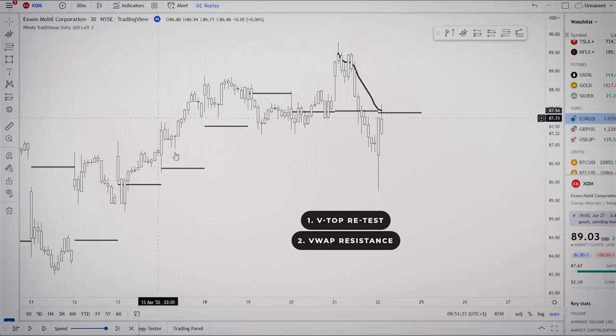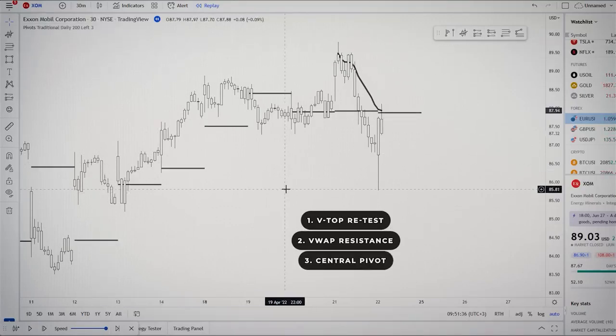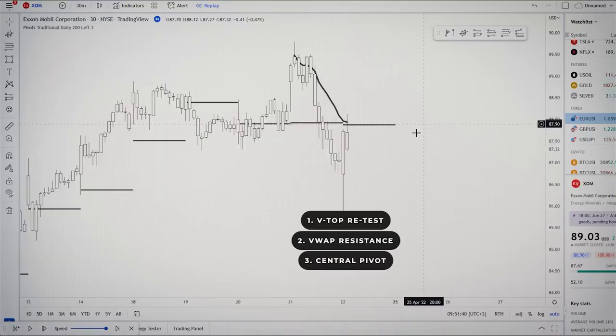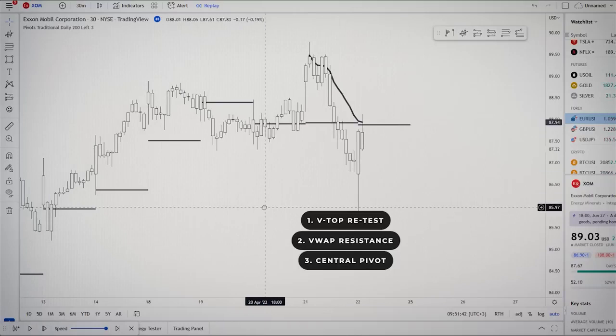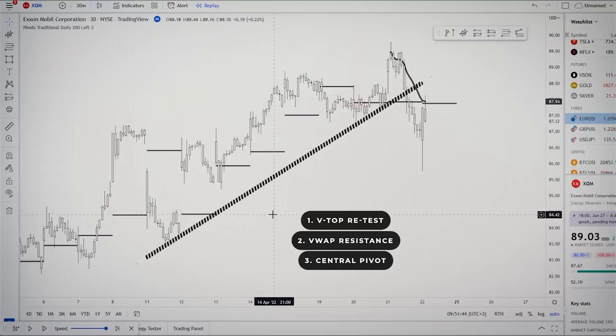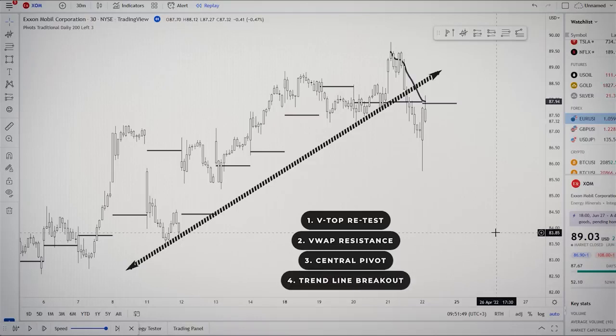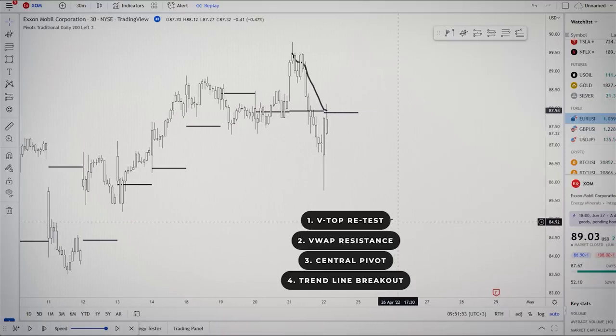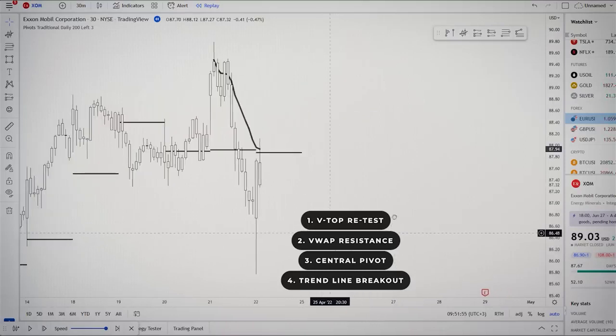We add the daily central pivot, which aligns with our previous resistance levels. That's the third layer. I also see this major trend line, broken to the downside, now could potentially act as a resistance. 4 different elements which indicate a further price decrease.